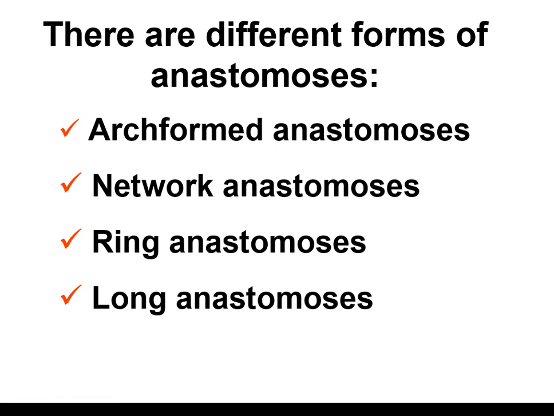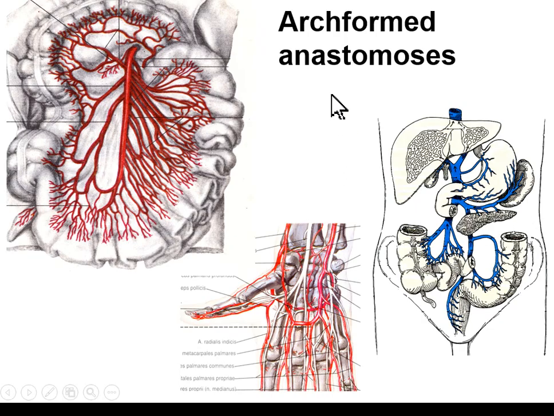There are different forms of anastomosis by shape. First, arch-shaped anastomosis. Second, network anastomosis. Ring-shaped anastomosis. Long anastomosis. So by shape: arch, network, ring, and long. Here we can see them on the picture.